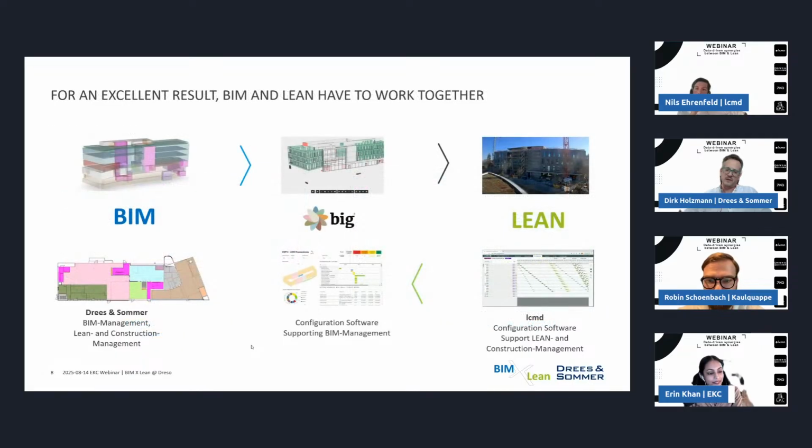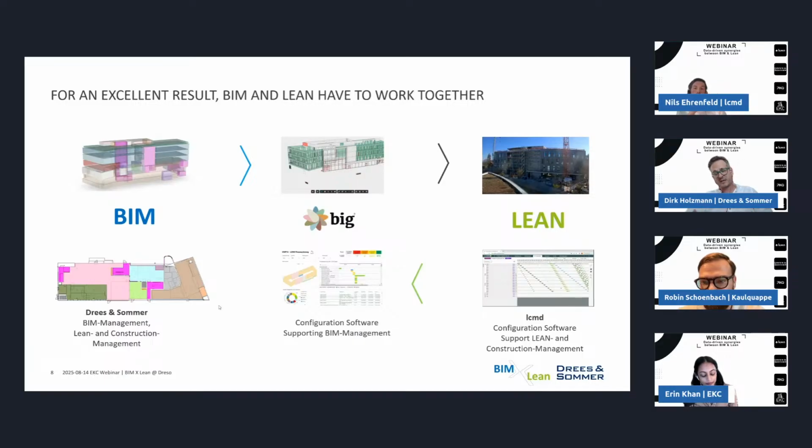So, like I said, on the left-hand side, we have the BIM method with all its contents, and on the right-hand side, we have the Lean method with the whole process planning and stuff like that in a digital way, like I already said. And in the middle of it, we have this tool which is called BIG.